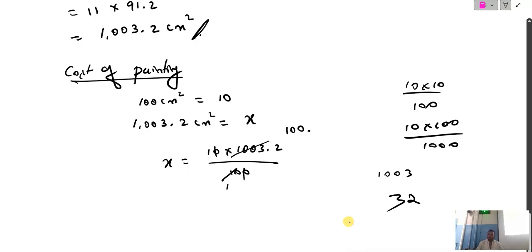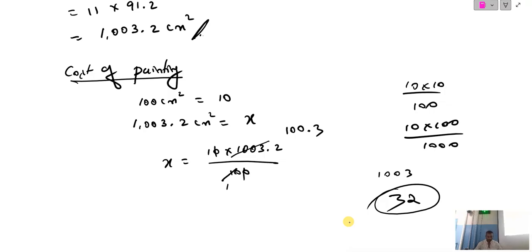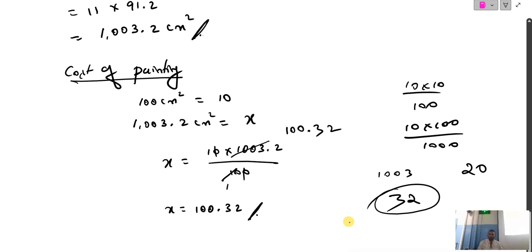So what we can do? We can keep point. After 3, what is there? 2. So it is 32. In 10 tables, 32 goes. 10 3s are 30. Remainder 2. Already we kept point, we can take 0. 10 2s are 20. So x is equals to 100.32. So you can write, therefore, cost of painting is equals to 100.32 rupees.